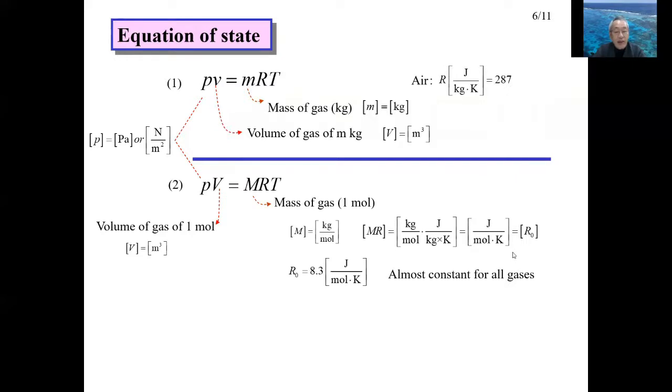Large M is the mass of 1 mole of gas. The dimension of large MR is joule over mole Kelvin. Large MR is represented by R0. R0 is 8.3 joule over mole Kelvin, which is a constant value regardless of the type of gas. When MR is represented by R0, equation of state 2 can be written as shown in the yellow frame.